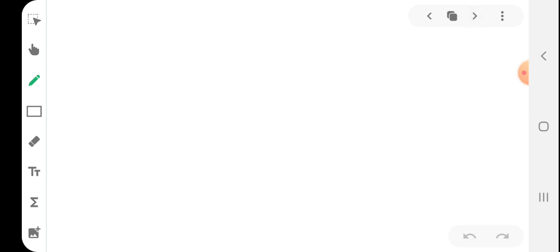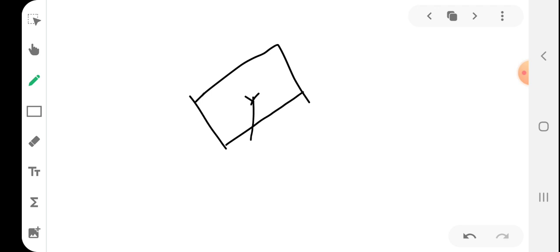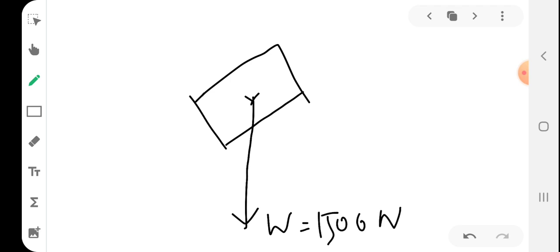So first, let us draw the free body diagram. A free body diagram means we first draw the body isolated from all the contact surfaces, so only the forces should be there. So this is force W, which is 1500 Newton acting vertically, and this is the force F which is to be applied like this.